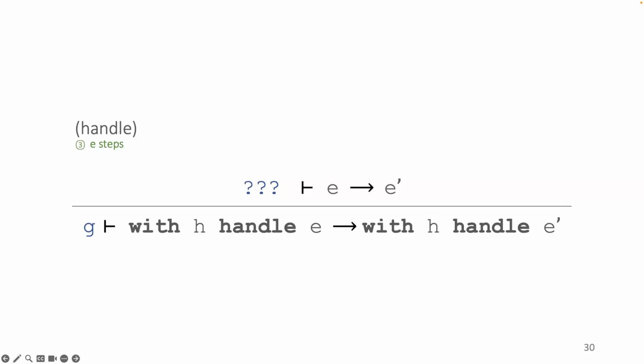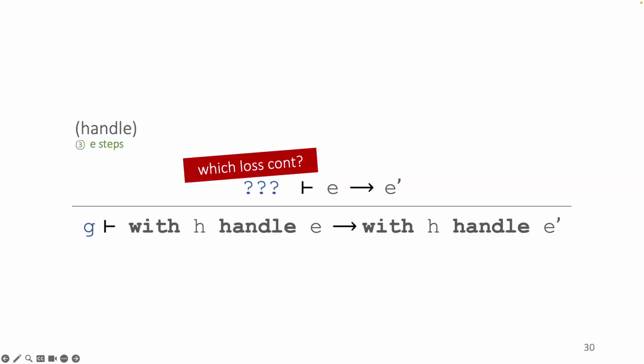And we still have the last case, which is when E steps under the handler H. And normally, right, if E steps to E prime, then of course with H handle E will evaluate to with H handle E prime. But additional complexity in the operational semantics rule is which loss continuation should we use to evaluate this E? We know that this whole with H handle E expression is evaluated under the loss continuation G, which is waiting for the result of this expression.